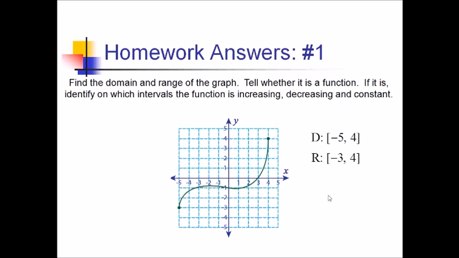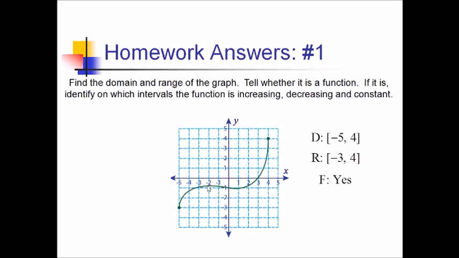Next, for whether it's a function or not, we're using the vertical line test. Is there anywhere we can draw a vertical line where it touches the graph twice? As we move across here, we see that there is not. So this passes the function test, the vertical line test. It is a function.